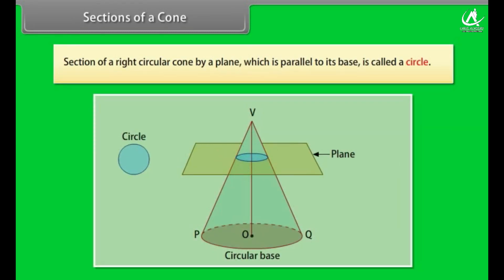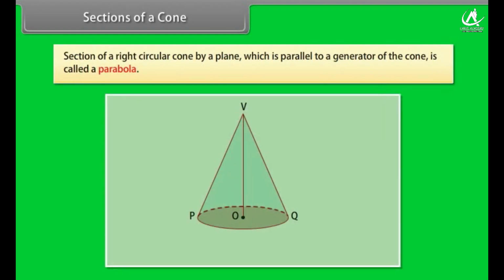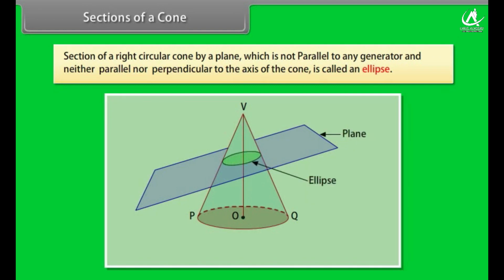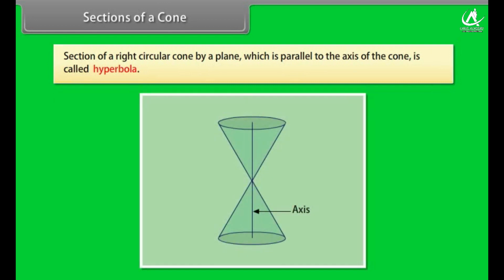A section of a right circular cone by a plane which is parallel to its base is called a circle. A section of a right circular cone by a plane which is parallel to a generator of the cone is called a parabola. A section by a plane which is not parallel to any generator and neither parallel nor perpendicular to the axis of the cone is called an ellipse. A section by a plane which is parallel to the axis of the cone is called a hyperbola.